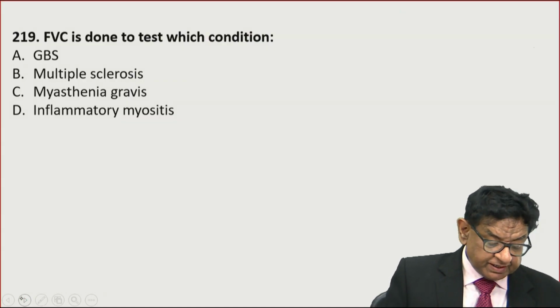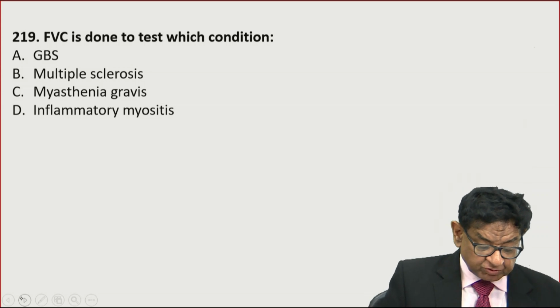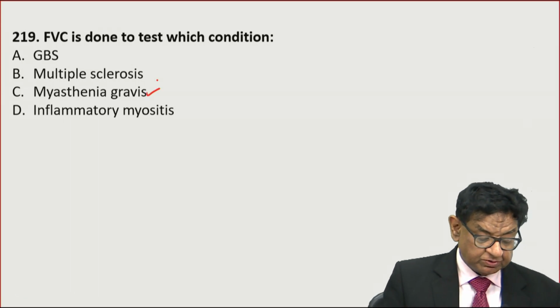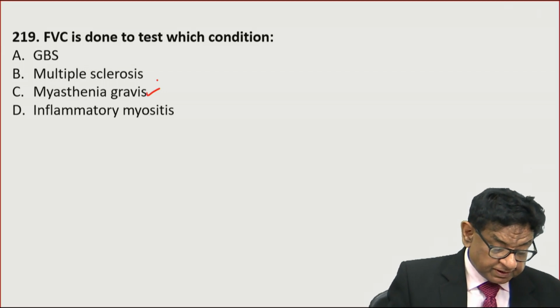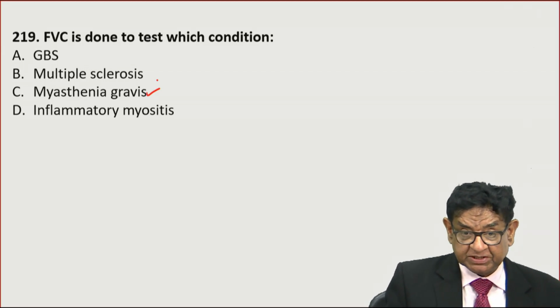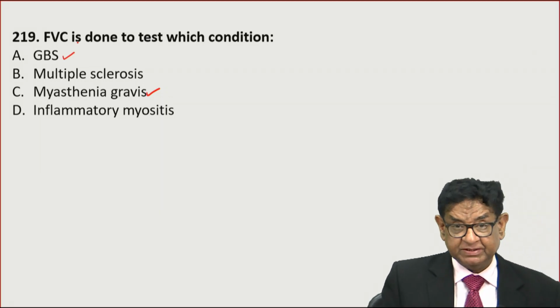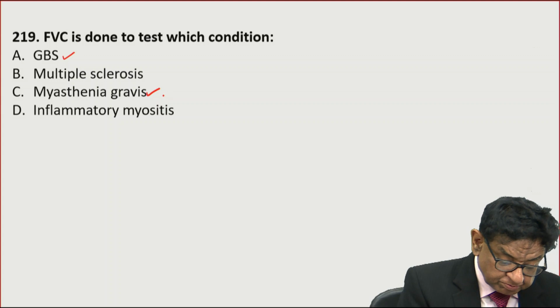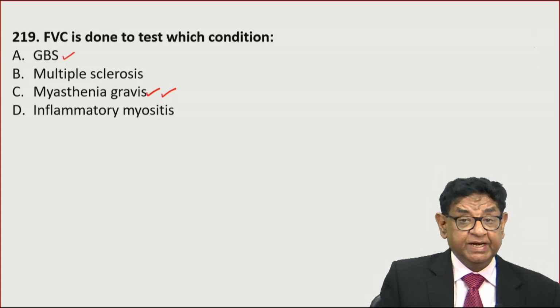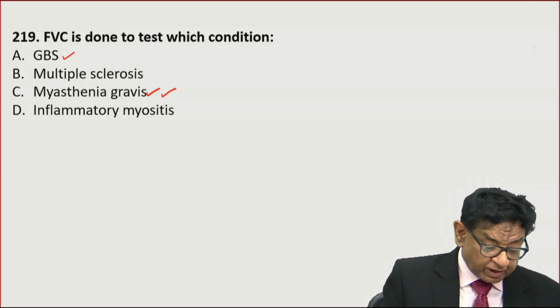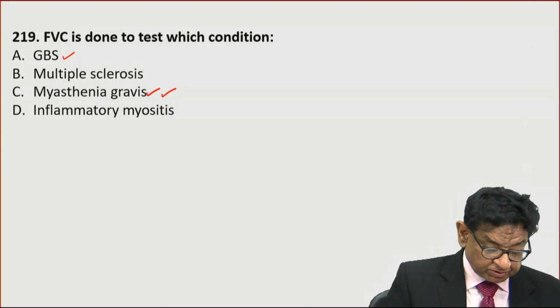Question 219. Forced vital capacity is done to test which condition? The answer to this question is myasthenia gravis. Okay. Well, in fact there are two answers in this question. Even this is also a right answer, but this is the better answer. Now let me discuss this beautiful controversial question and why C is better than B or A.